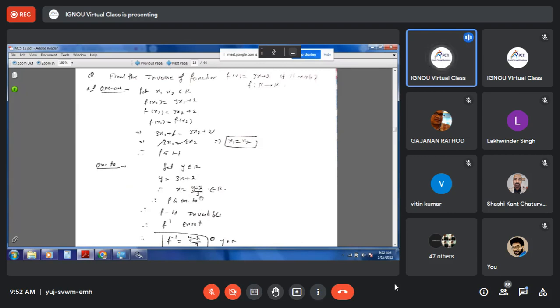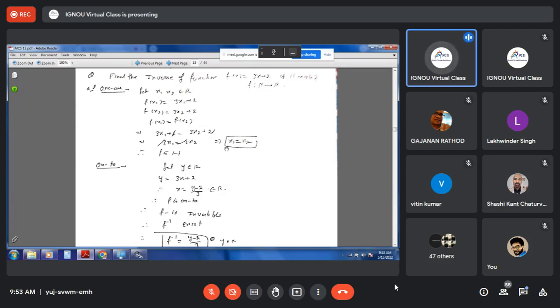So here, this right side is a real number. Why? Y is a real number, and all this fraction is a real number. Therefore, f is onto. Simple. Do it. And we write it, f is onto.